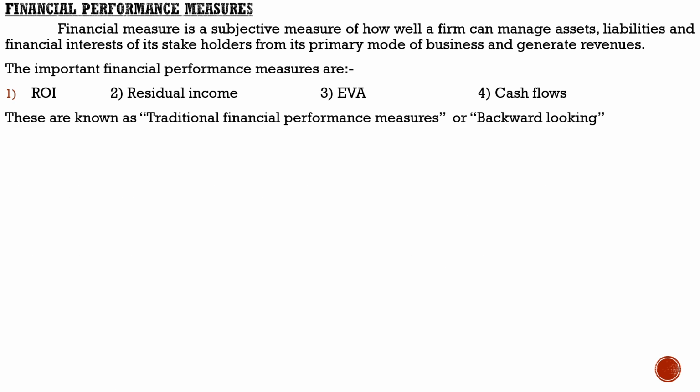First one, ROI. And remember, the financial performance measures such as ROI, meaning return on investment, residual income, EVA, and cash flows, are known as traditional financial performance measures or backward looking methods. So let us discuss in detail each of these measures. First one, return on investment.